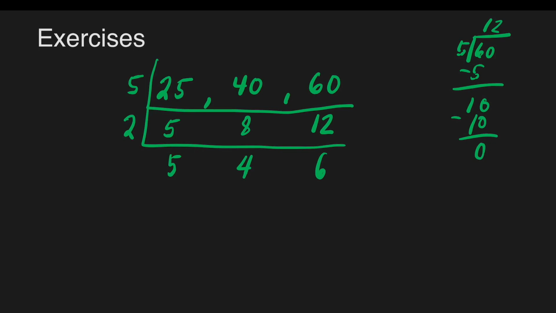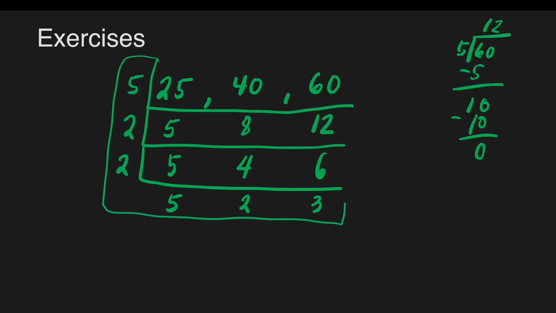Do we still have a number that can divide 3 of these numbers? We don't have. But 4 and 6 can be divided by 2. So we'll just divide by 2. Copy 5 here. Then let's proceed to division. 4 divided by 2 is 2. 6 divided by 2 is 3. Do we still have a number that can divide these three numbers or two of these three numbers? If there's none, then we proceed to multiplication of these numbers inside the L box.